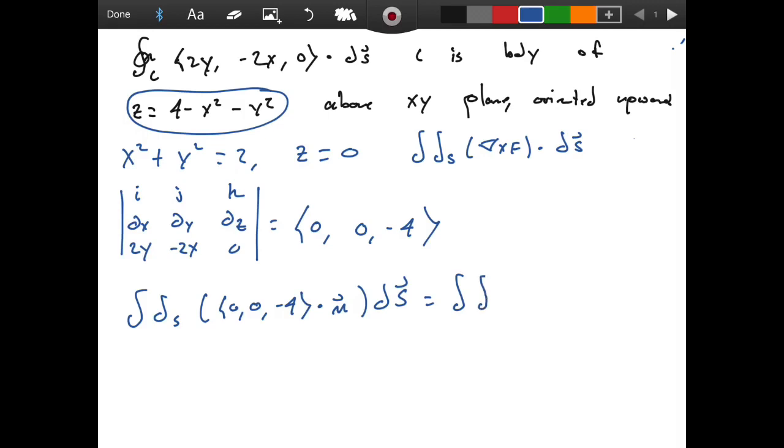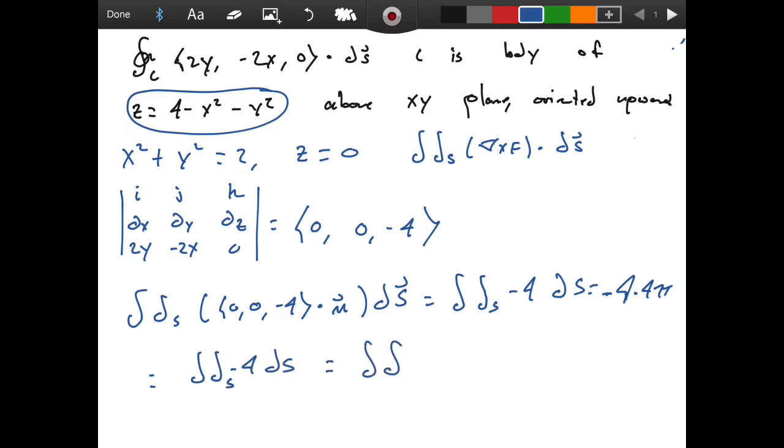So this is the surface integral over the surface S of minus 4 dS. Now, using what I talked about in the video, so you don't have to do this, let me just say right away, this is equal to minus 4 times the area of S, which is 4 pi. But if you want to do this a little more explicitly, this is a surface integral of minus 4 over a surface dS.